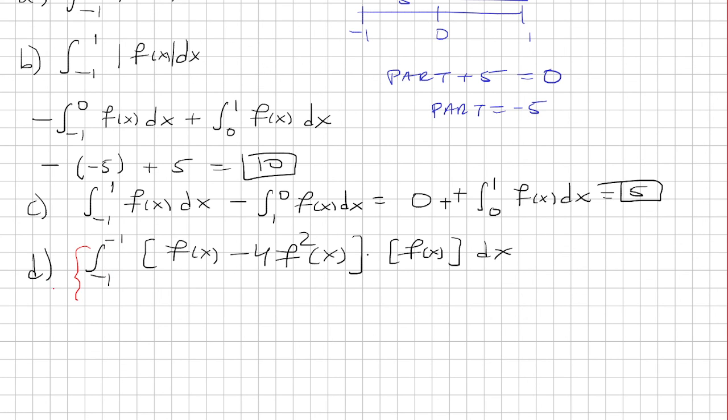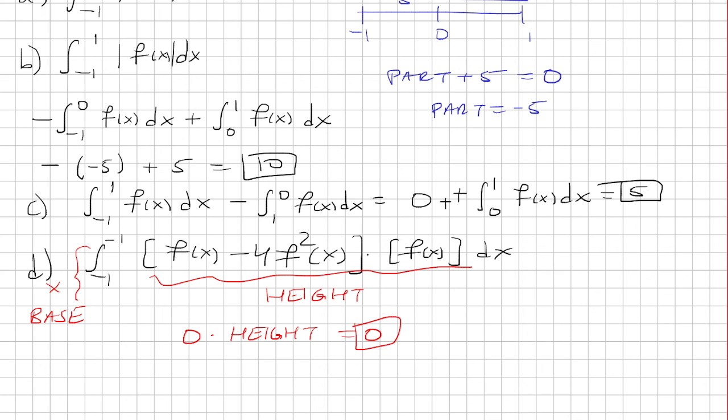Think of this as your x, or in other words, your base. And think of this inside as your height. Okay, if the base is 0, I don't really care what the height is. This is going to be 0. So whenever you have the limits here being the same, the area is always going to be 0. And that is my answer.